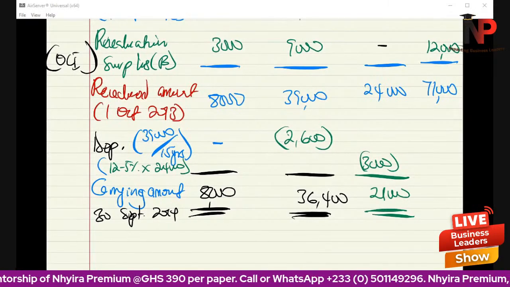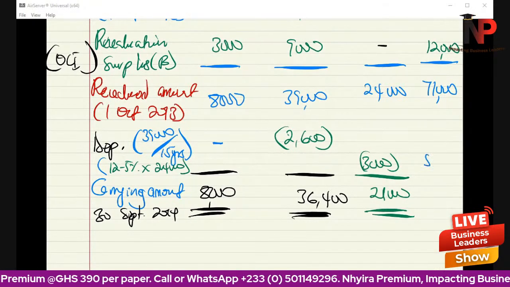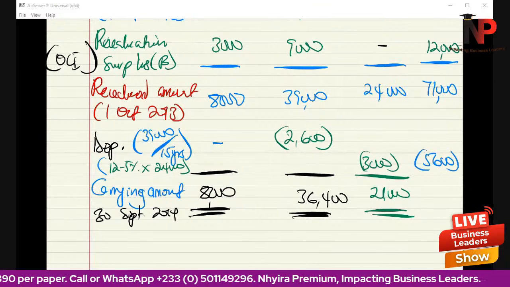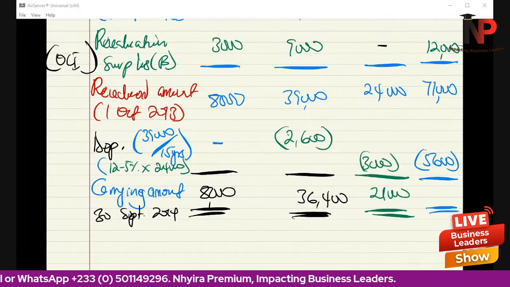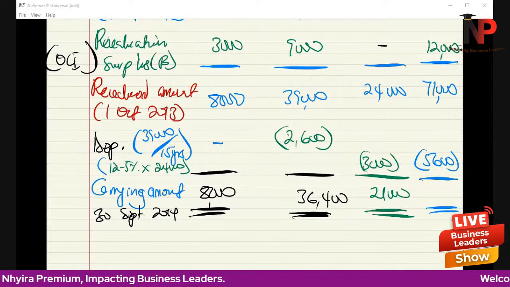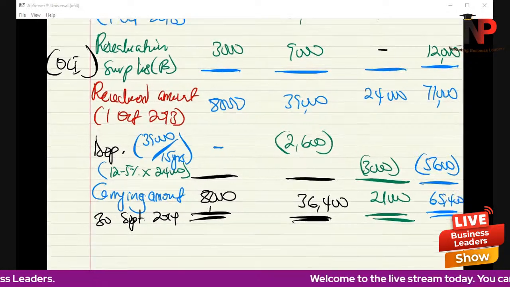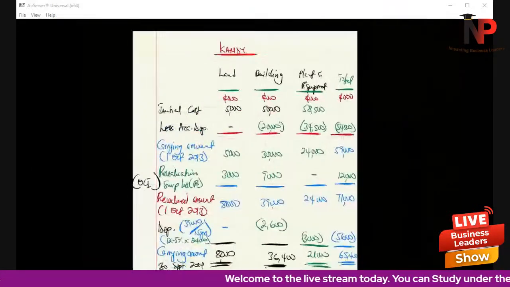So that we have a total depreciation for the year of 5,600. You less that from the 71,000, and that's 65,400. Any questions, please? Any questions?